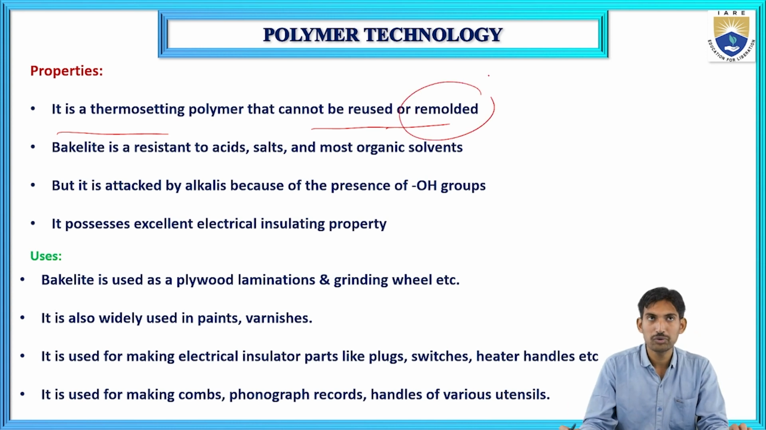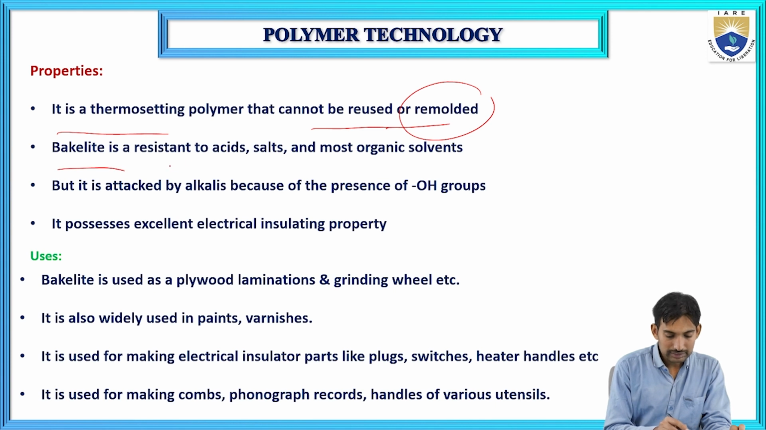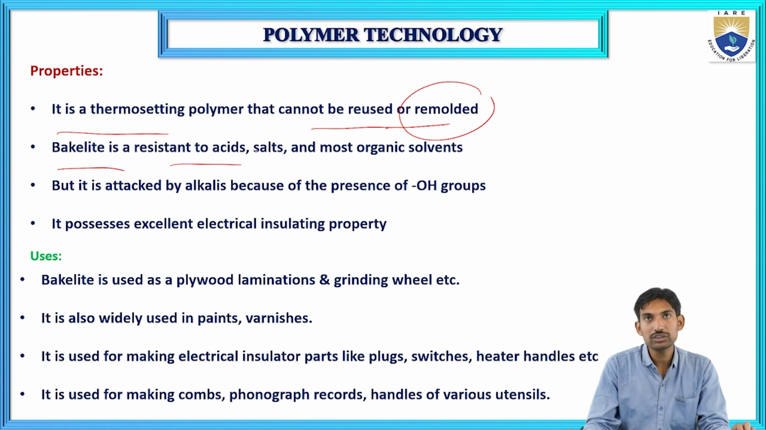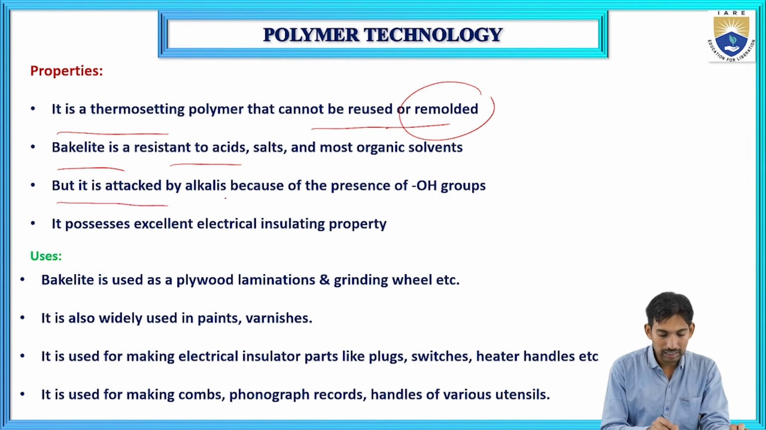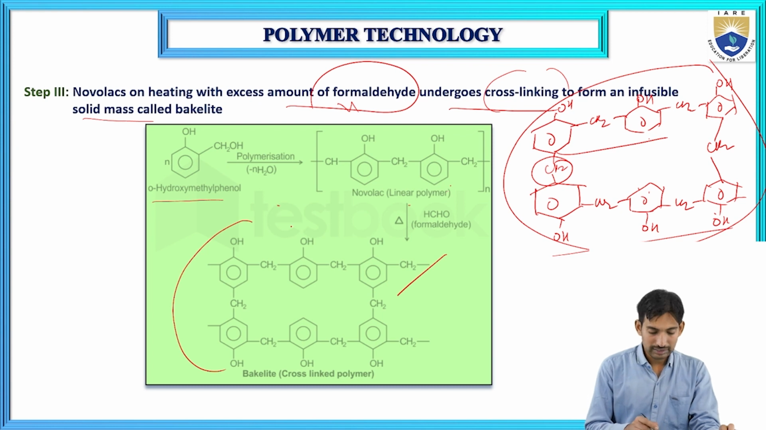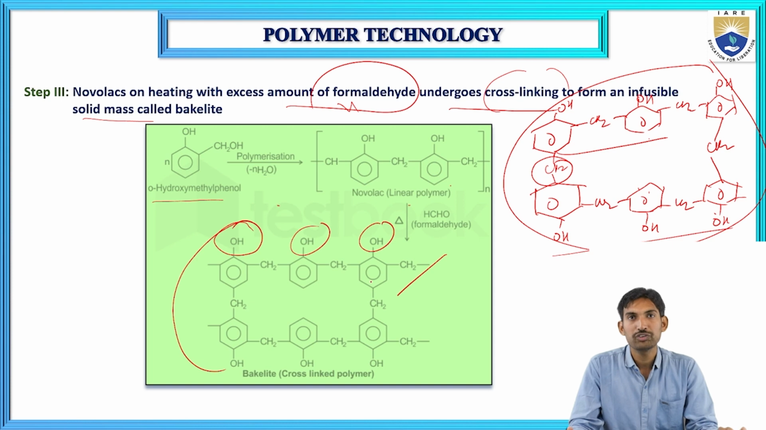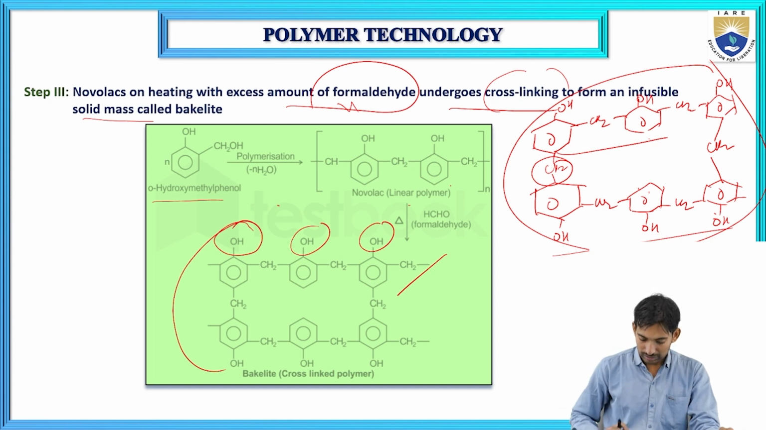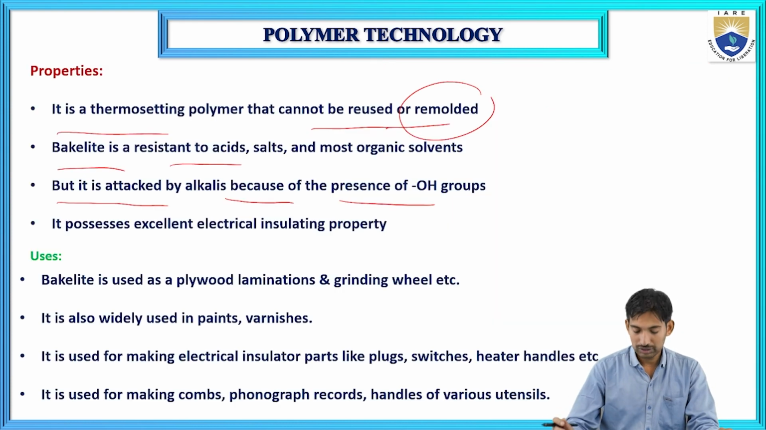Bakelite is resistant to acids, salts, and most organic solvents. But it is attacked by alkalis because of the presence of OH groups. See the structure of Bakelite. It contains a large number of OH functional groups. Hence, it is soluble in alkali media. The OH reacts with NaOH or any type of alkali. It forms an O minus Na plus type of structure.